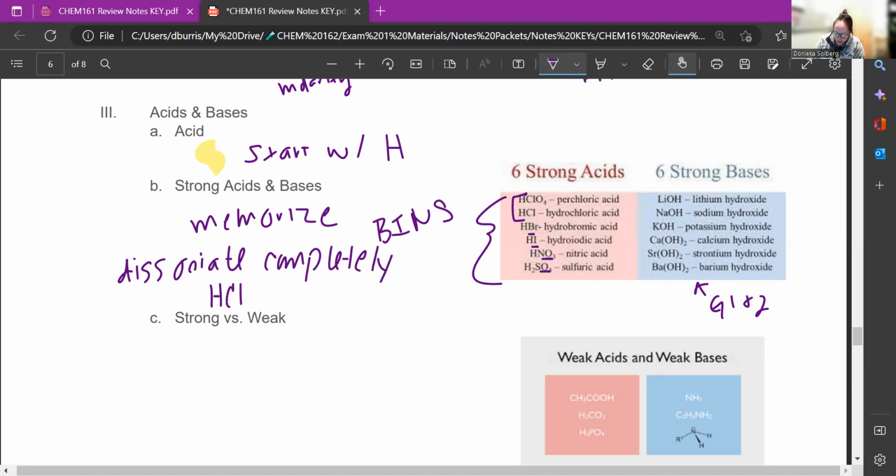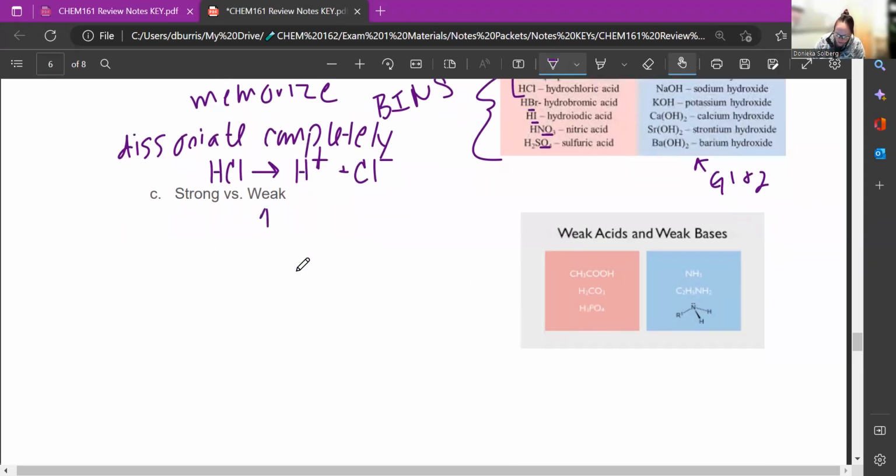So like HCl completely turns into H plus and Cl minus ions. Okay, completely. Weak ones do not. Okay, so weak ones dissociate slightly in solution, not completely. This is going to come in when we're talking about equilibrium later.